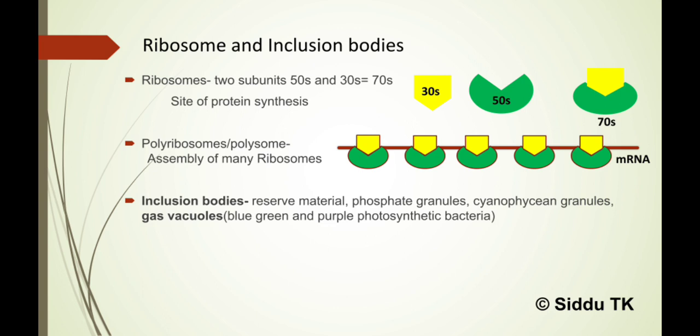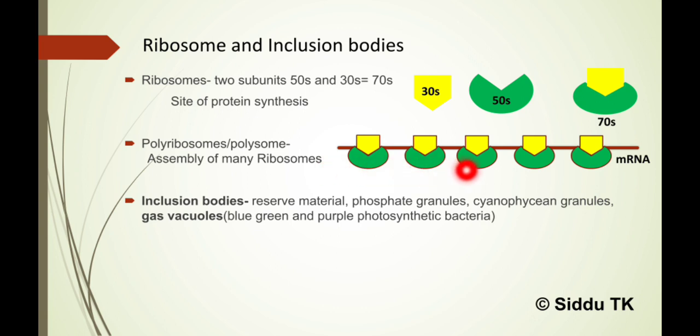Ribosomes and inclusion bodies. Ribosomes in bacteria are present in two different subunits, 30S and 50S. These together make up 70S ribosomes. These ribosomes are present both in prokaryotes and eukaryotes. But in prokaryotes, ribosomes are of 70S. But in eukaryotes, ribosomes are of 80S.